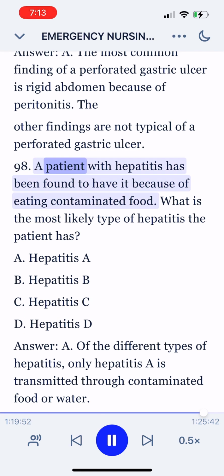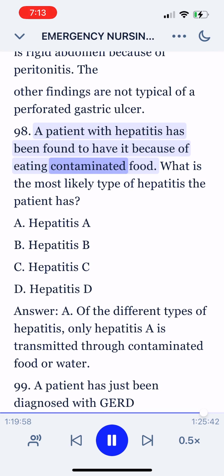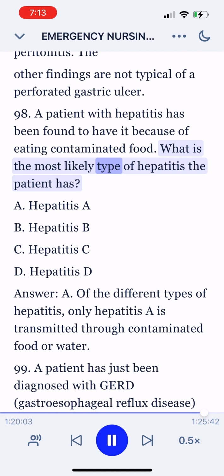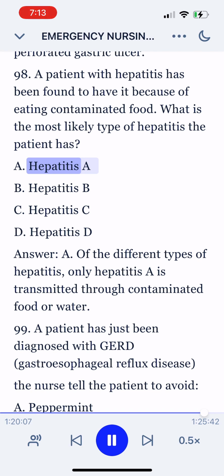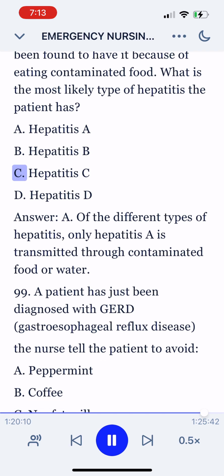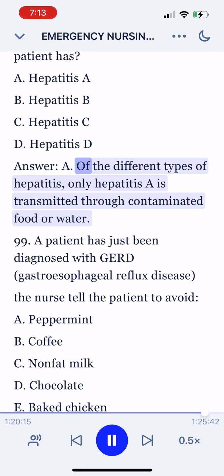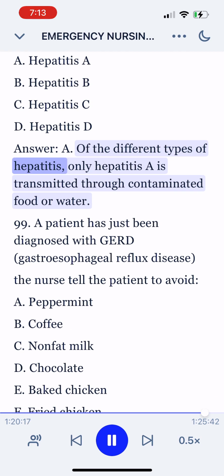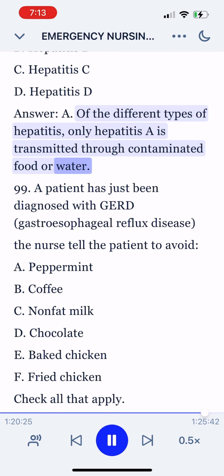98. A patient with hepatitis has been found to have it because of eating contaminated food. What is the most likely type of hepatitis the patient has? A. Hepatitis A. B. Hepatitis B. C. Hepatitis C. D. Hepatitis D. Answer A. Of the different types of hepatitis, only hepatitis A is transmitted through contaminated food or water.